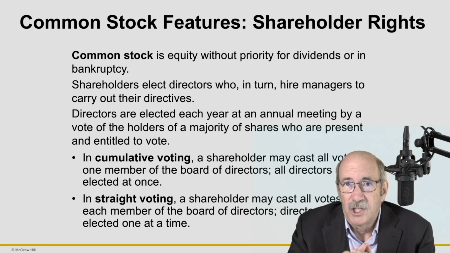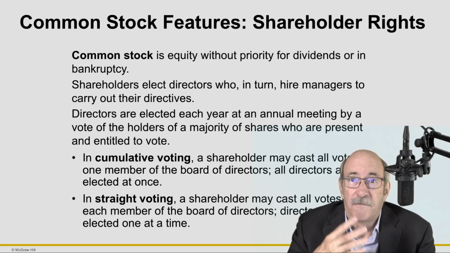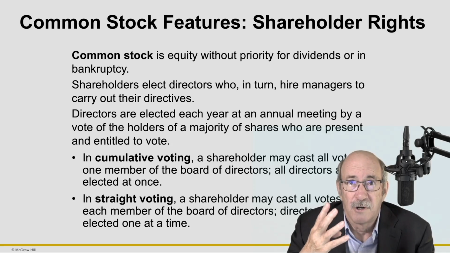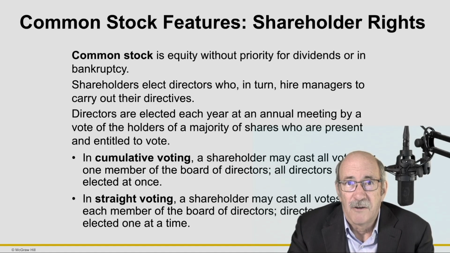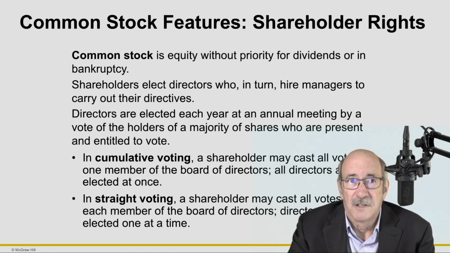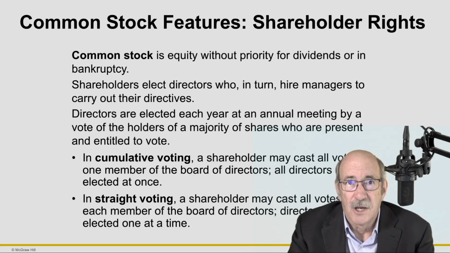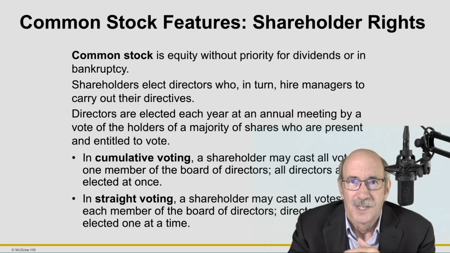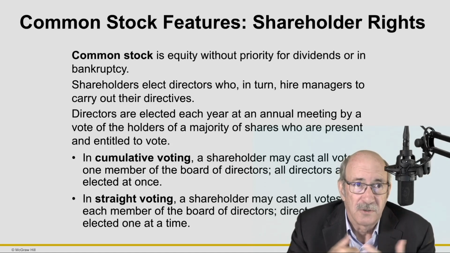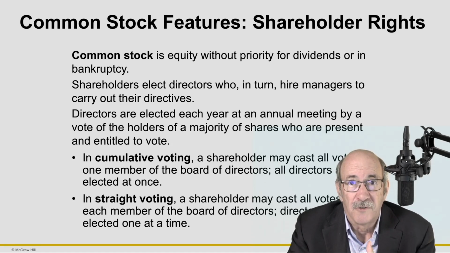If you had cumulative voting rights, then you could take the entire 400 shares or the 400 votes that you have and vote for a single individual for a single position. This gives minority ownership a little bit more voice in the corporation. This would give a minority shareholder an opportunity to elect somebody to the board of directors when they might not otherwise be able to do so with straight voting rights.